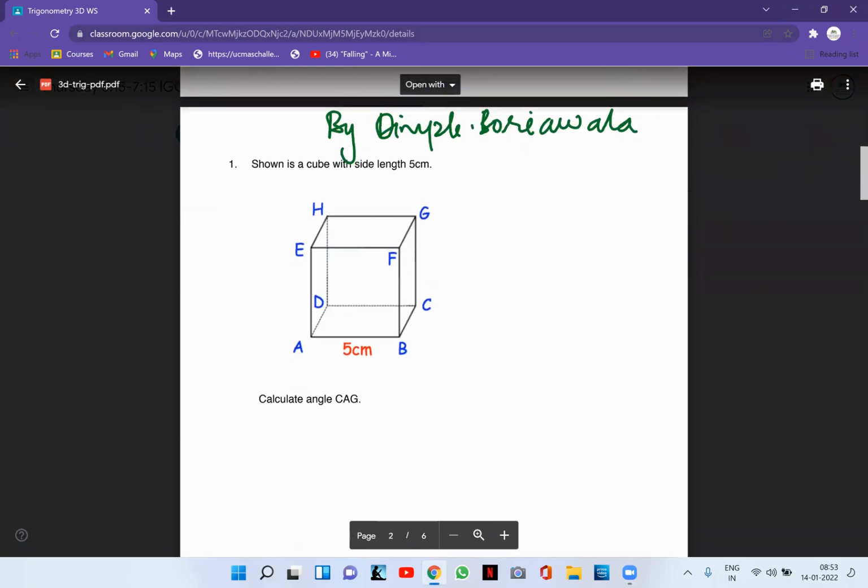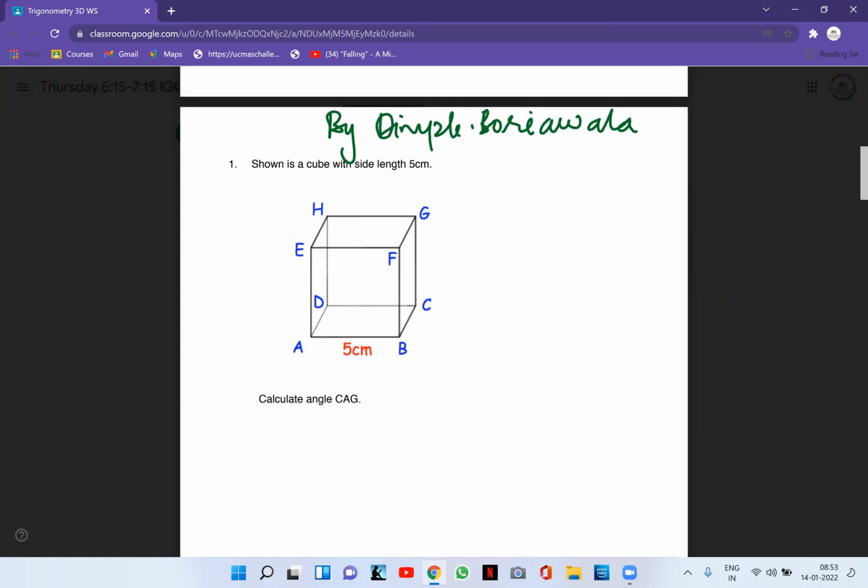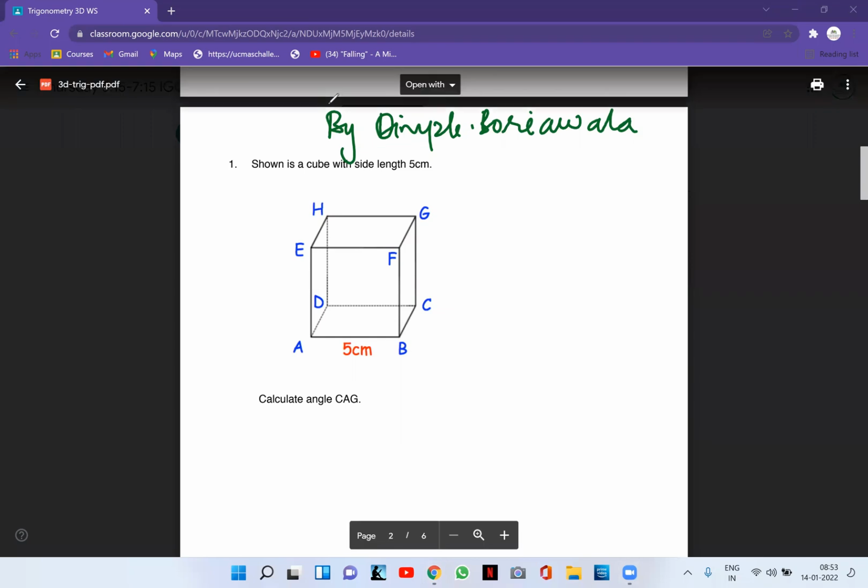Here, for example, this sum shown is a cube with side length 5 centimeters. We know that a cube has got all the sides equal. So the first thing, we should put in our head that all the sides are equal in a cube. Calculate angle CAG. Okay, so you have to calculate angle CAG over here. So we will be drawing this line out here. Now we have to calculate angle CAG.